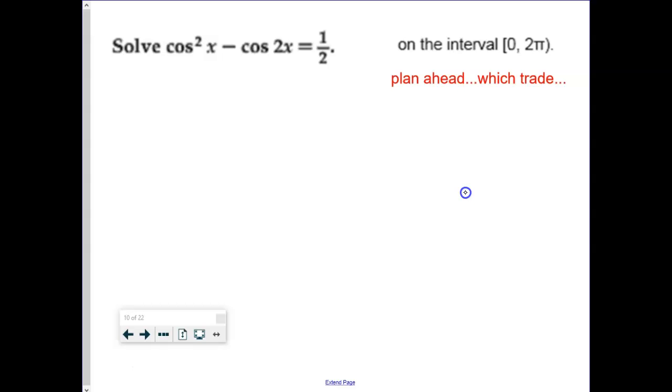I want you to plan ahead for a trade, because there's a question. I don't think this is on your paper anywhere, but you guys might want to write this one down, because this is very much like one that's on your homework and also on your test.